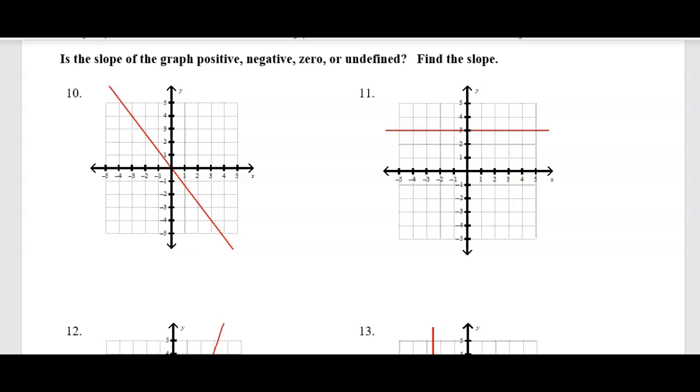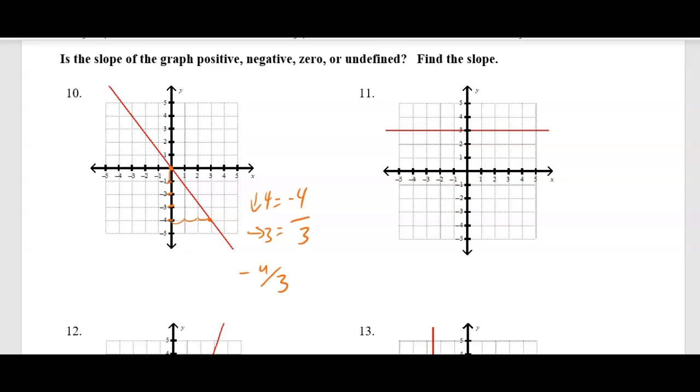It says, is the slope positive, negative, zero, or undefined? So I'll do 10. You need to pick a spot where they're going through. Makes it easiest to do. So we are going down 1, 2, 3, 4. So I'm going down 4, which means it's a -4. And I'm going over 1, 2, 3. Going over 3.